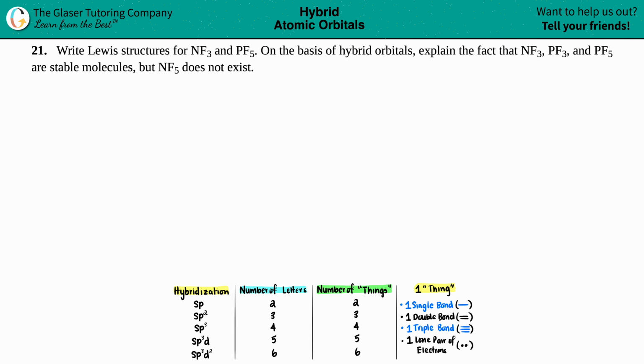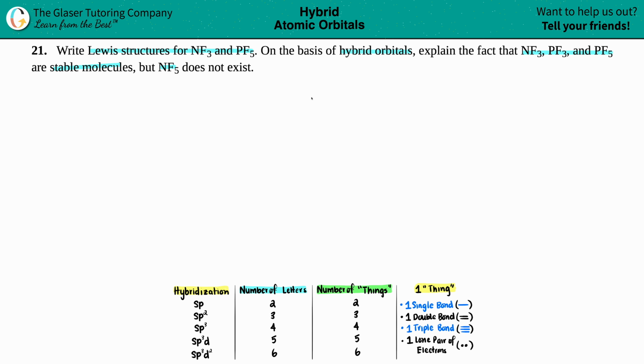21. Write Lewis structures for NF3 and PF5. And then on the basis of hybrid orbitals, explain the fact that NF3, PF3, and PF5 are stable molecules, but NF5 does not exist. Okay. So the first thing we have to do is write these Lewis structures out.